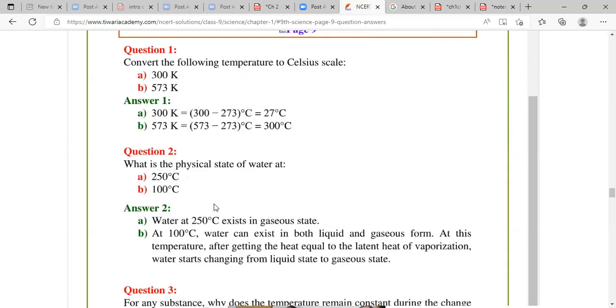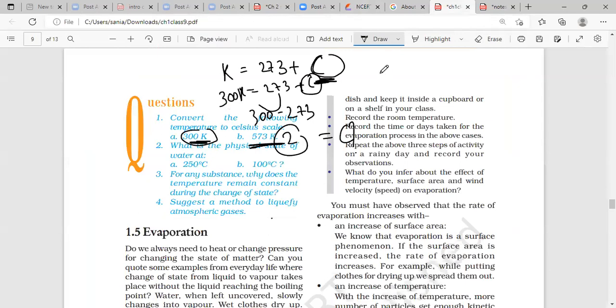And you will also write 0 degrees. You will write water can exist both in solid and liquid form. So what I told you: first you will write 250, then 100 degrees, then minus 5 degrees, then 0 degrees. So 250 gaseous state, 100 both liquid and gaseous, minus 5 solid, and 0 both solid and liquid.